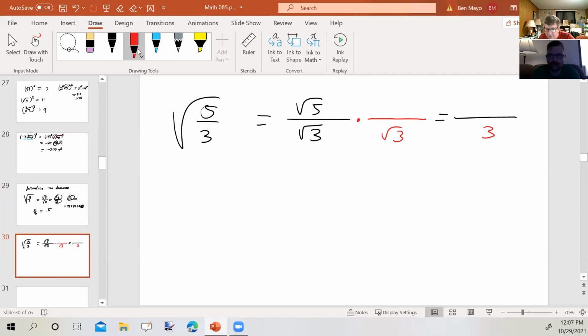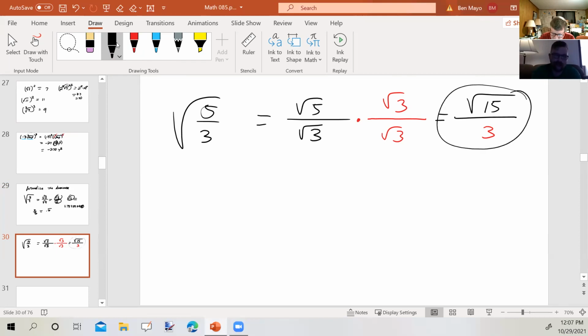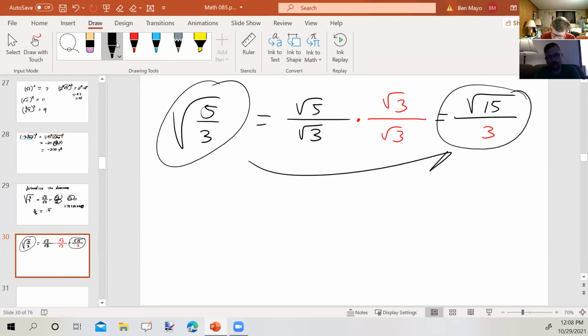But if I multiply the denominator by the square root of 3, I've also got to multiply the numerator by the square root of 3. And my new numerator is the square root of 15. Now, is this nicer than this? Well, yes, in that if we're trying to do something with the radical, we don't have to deal with a fraction inside of it. We're just dealing with the 15 inside. This process is called rationalizing the denominator.